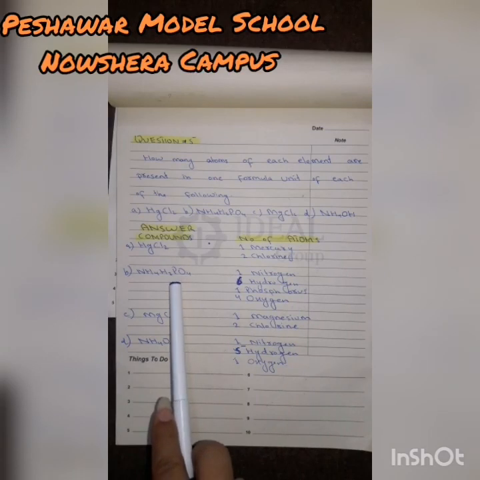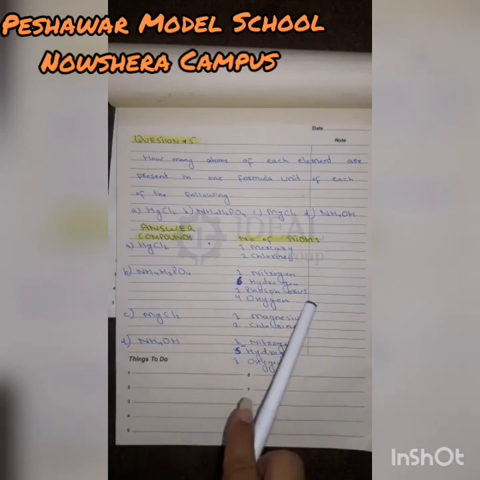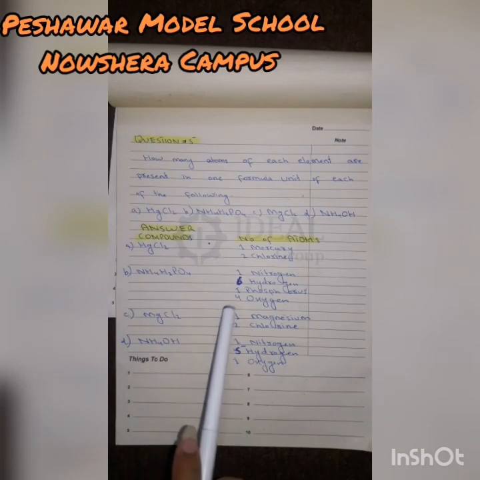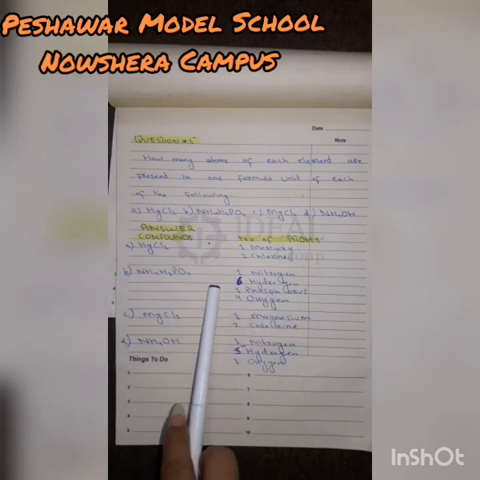Now number fourth one is phosphorus. There is no subscript with the phosphorus. It means one phosphorus is present in this compound. And the last one is oxygen, and oxygen has a subscript 4. It means that 4 oxygen are present in this compound.